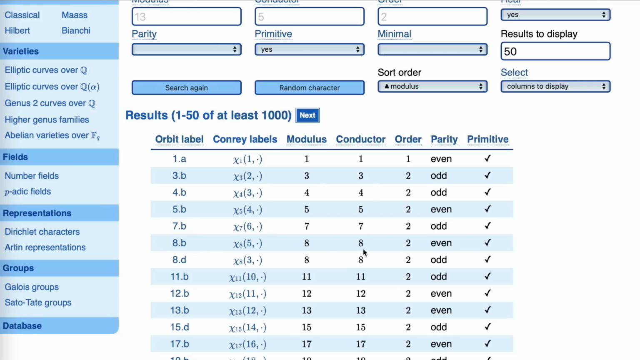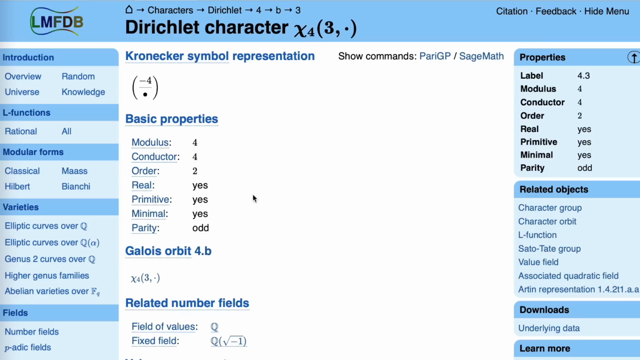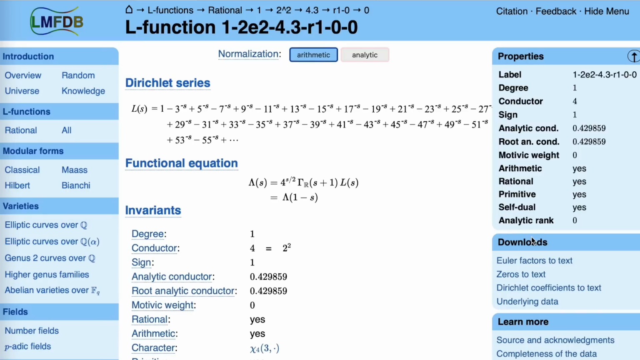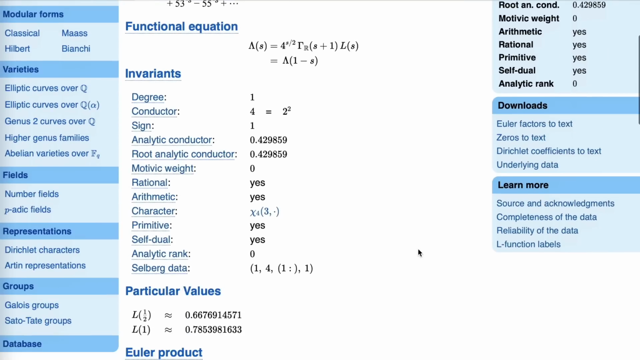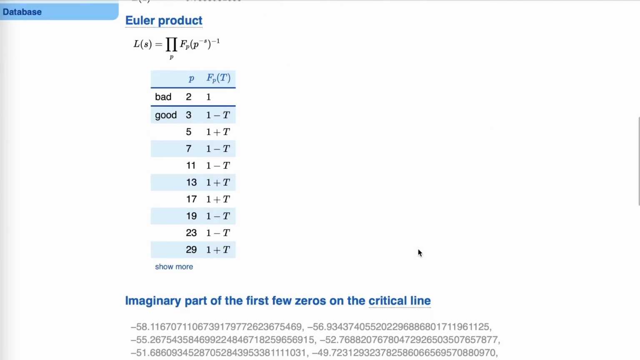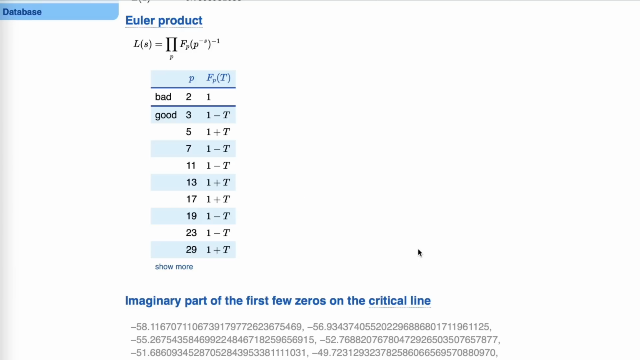So, if we click at the Conrey label here, and that's Brian Conrey from episode 1, and then go to the associated L function, you see all kinds of data. The Dirichlet series, the functional equation. The degree of this L function is 1, the conductor is 4, and the same degree is also visible from the Euler factors. Here you see that the local polynomials are all of degree 1, except at the bad prime p equals 2.